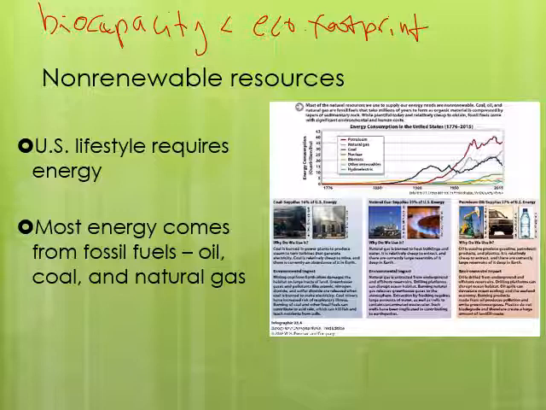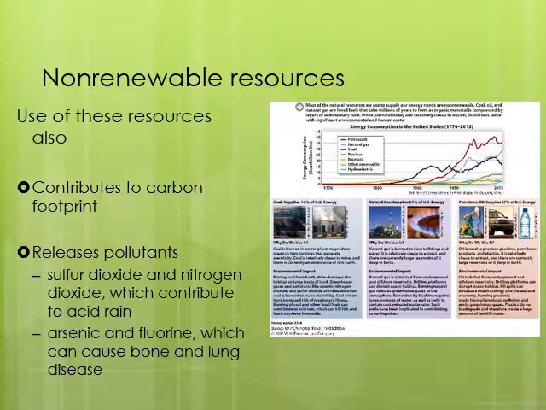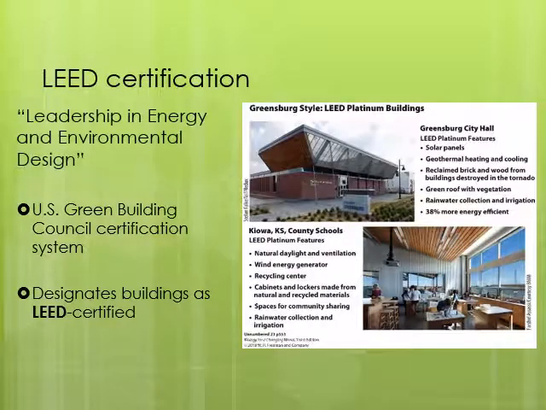We have such a big ecological footprint, right? So it contributes to our overall ecological footprint. It definitely contributes to our carbon footprint, and it releases lots of pollutants. Again, we see lots of carbon dioxide, but also sulfur dioxide and nitrogen dioxide, which cause or contribute at least to acid rain, and also arsenic and fluorine, which can cause bone and lung disease. So lots of different diseases are becoming more prevalent as well because of the increase in using some of these non-renewable sources.